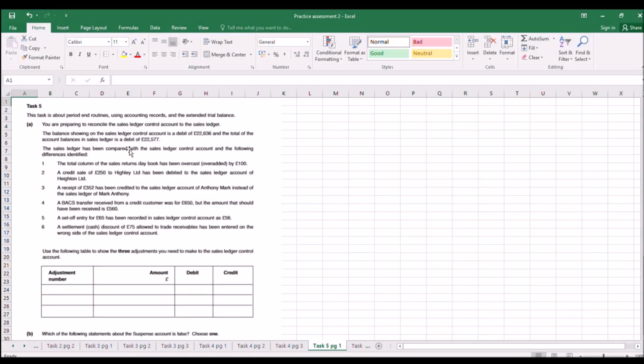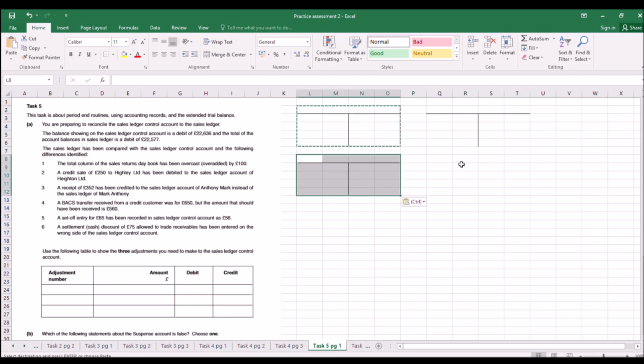Task 5. This task is about period end routines using accounting records and extended trial balance. Alright, so we've got an extended trial balance question. We're going to have to load T accounts. Let's just put them in here, see what we've got. Might have some timelines as well coming on with some prepayments. Let's see what happens here. Right, let's have a read through.